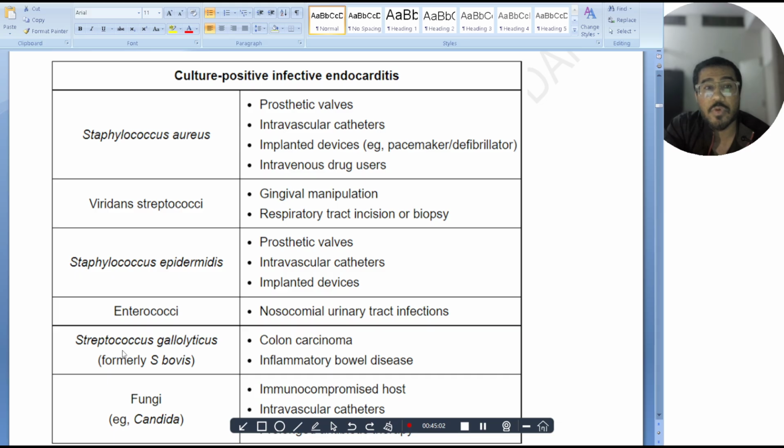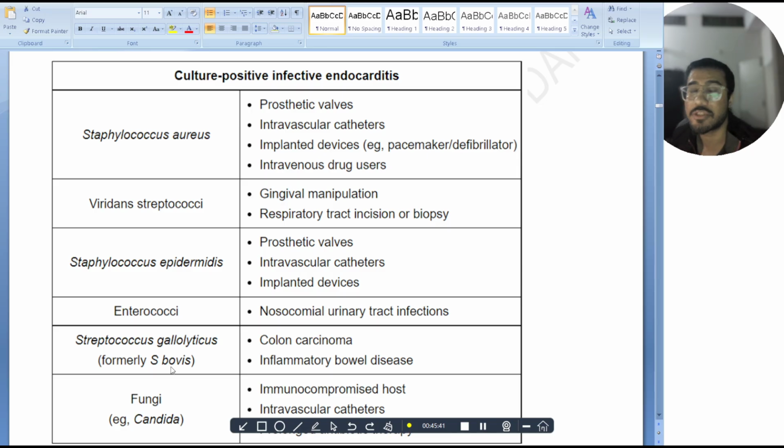So Streptococcus gallolyticus. It's a really messed up name, formerly known as S. bovis. The most high-yield thing about Streptococcus gallolyticus is that if you find a person with infective endocarditis, and it's frequently asked, they do a culture of the blood, and it gives Strep S. bovis. So they're going to ask you what is the next best step for this patient.